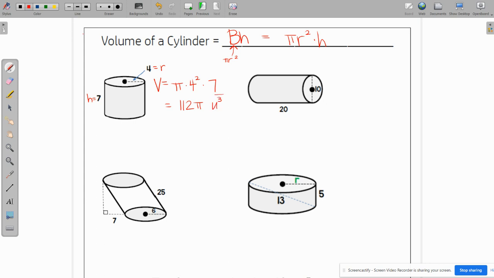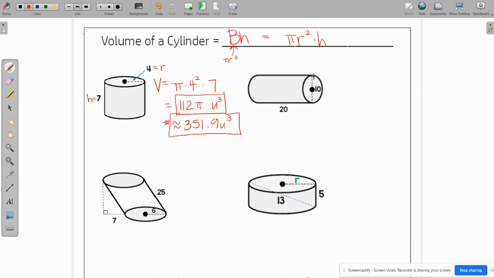cubic units. But if I wanted to approximate it, I could type it in the calculator, and 112 times pi is approximately 351.9 cubic units. So depending on what the instructions ask for, you can do either. On these, we'll go ahead and continue with finding the approximate.